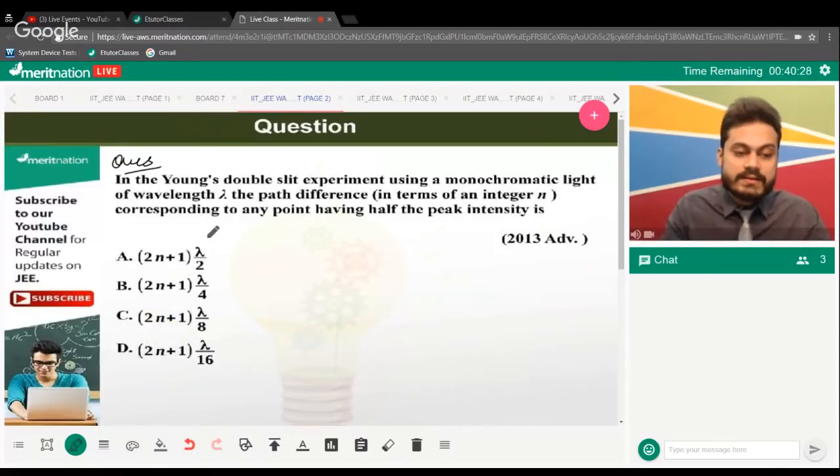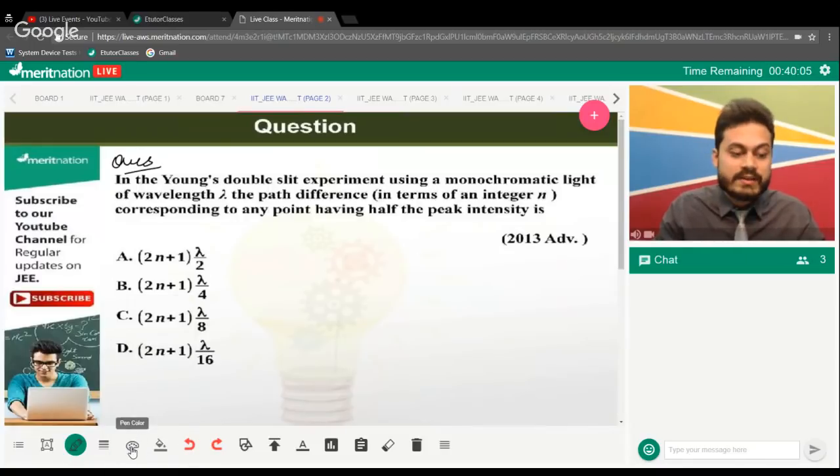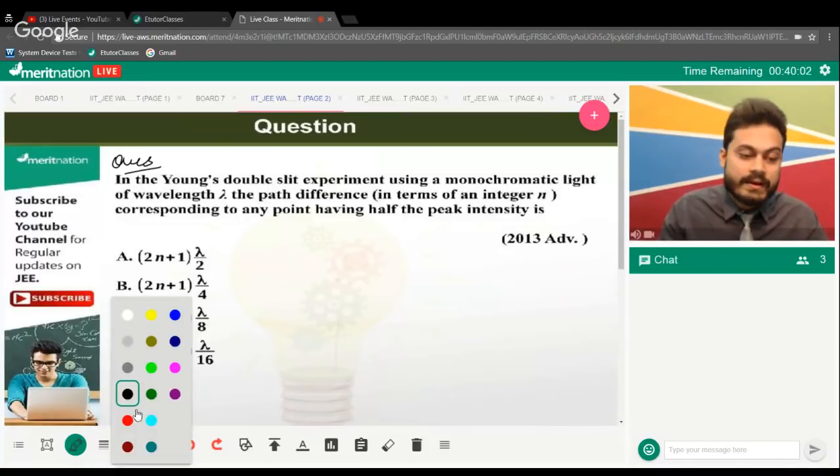In the Young's double slit experiment, using a monochromatic light of wavelength lambda, the path difference in terms of an integer n corresponding to any point having half the peak intensity is. Just a simple formula-based question that came in 2013 JEE Advanced. So let's see how many of you can solve this question. Go ahead.